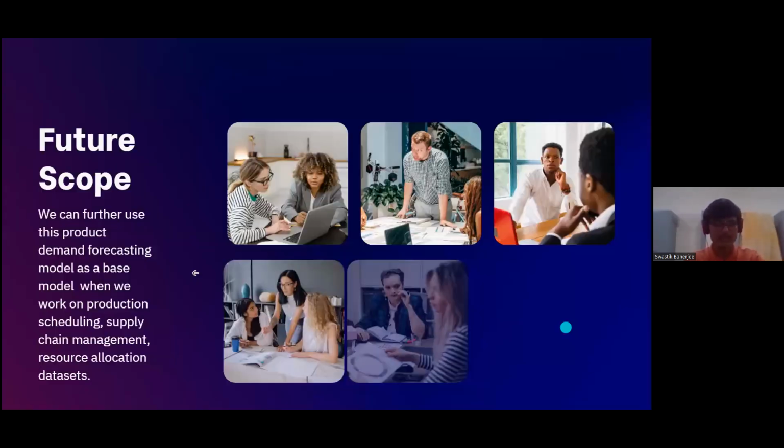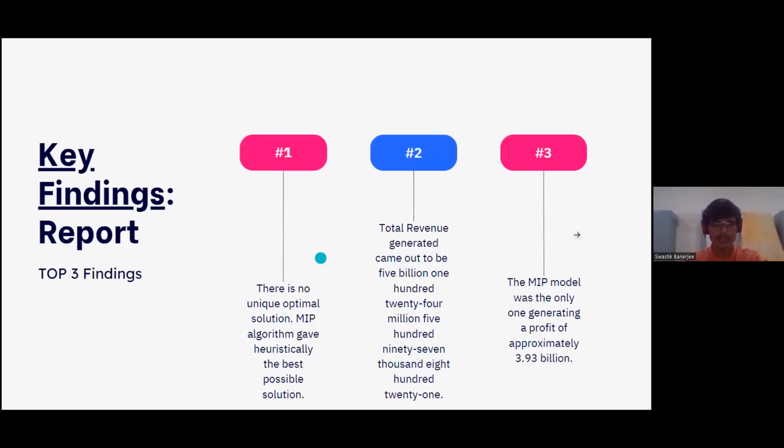Okay, this is the first finding. The second finding is that the total revenue generated came out to be 5,124,597,821. It's a big number. And the MIP model was the only one generating a profit of approximately 3.93 billion. These are the three key findings from the data analysis that I've done on this.